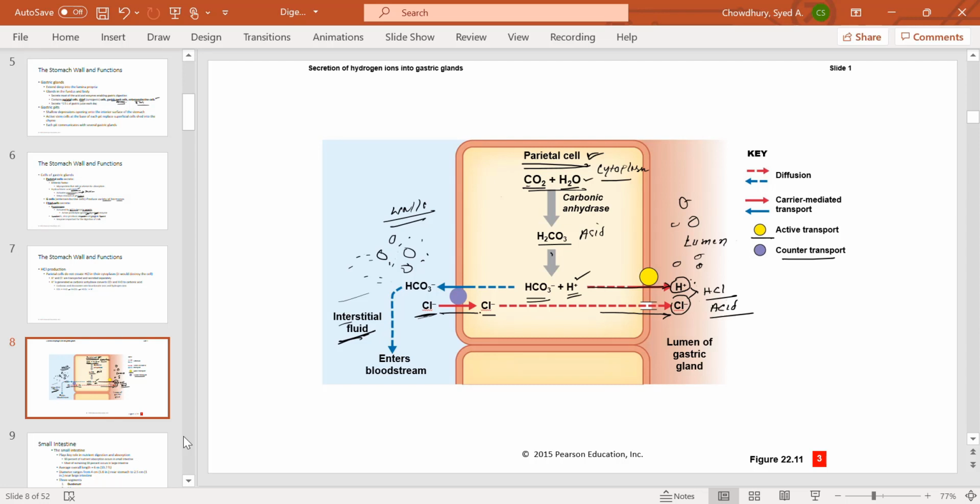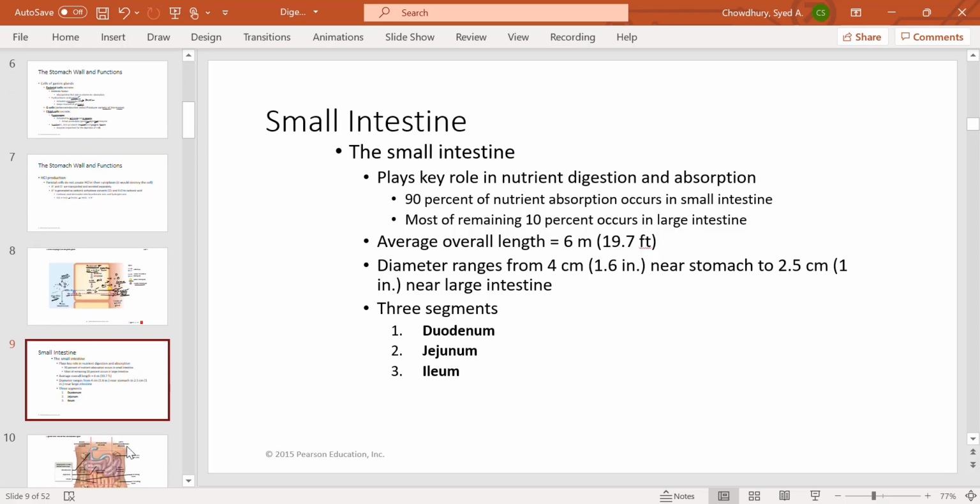Now why inside the lumen are these two secreted separately before HCl is produced? Because you know, if HCl is produced inside the cell, it will destroy the cell wall and kill the cell. So that's why they are produced separately and released into the lumen separately, and then they join together to form the hydrochloric acid in the chyme. So that is safe.